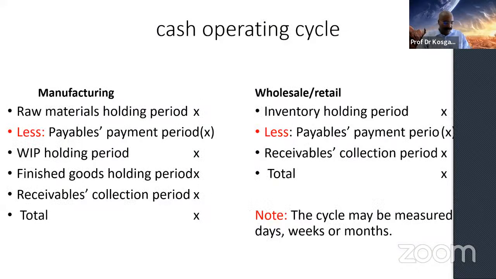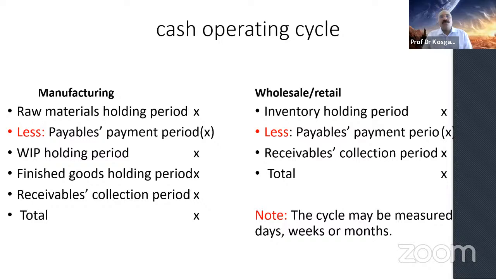This is the format for a manufacturing company and for a wholesale or a retail company. See the difference. Raw materials holding period. A manufacturing company has to collect different parts and components, assemble them and convert them into semi-finished product, and then finally finished product. Work in progress.